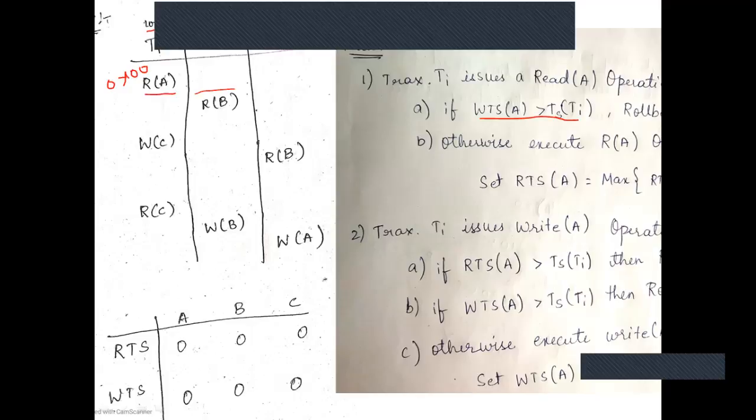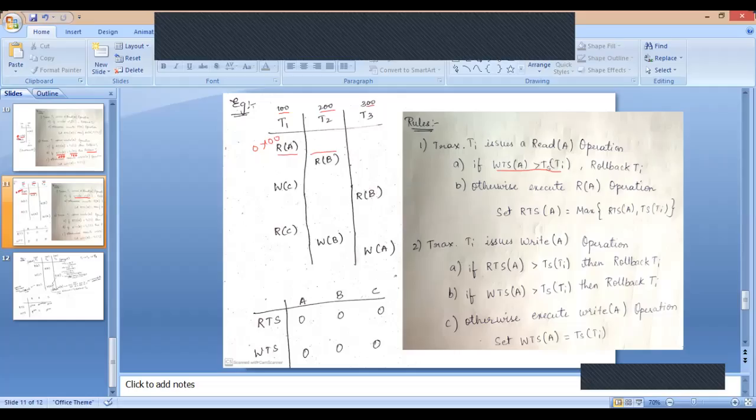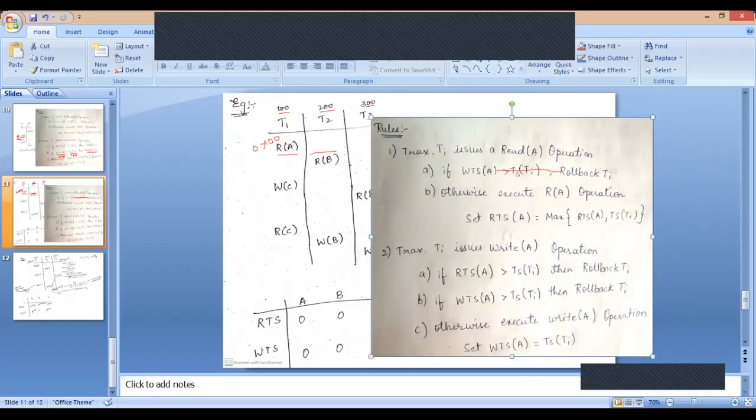So next what we'll do is update RTS of A. We first take the maximum of RTS of A and TS of Ti.